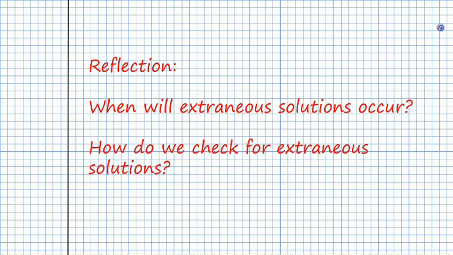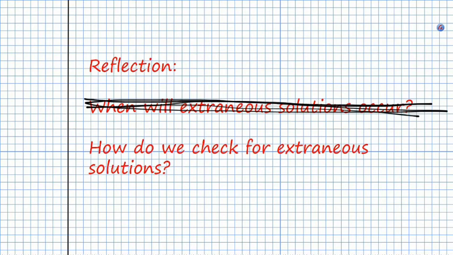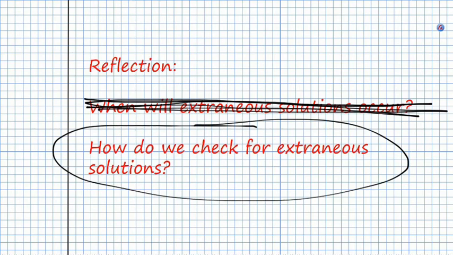All right, so your reflection today is we're just going to go ahead and ignore this part. We're not going to think about where they occur. We're always going to check for them. But we do want to think about how we check for them. So your reflection is to tell me how we check for extraneous solutions, and then your assignment today is to go back through 11-6.2 and verify that all of the solutions are really solutions.